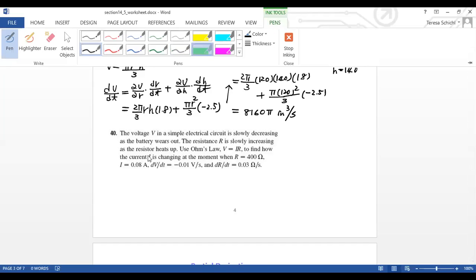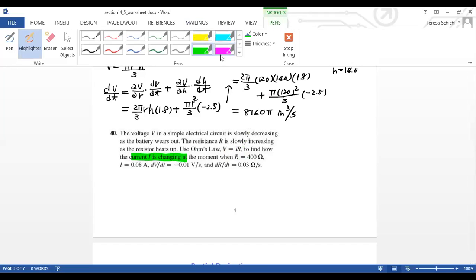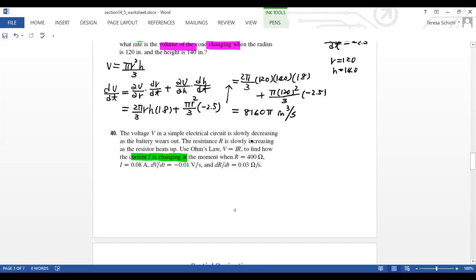Okay, so now I want to find how the current is changing. At the moment, R is equal to 400 ohms, I is equal to 0.08 amps, dV/dt is equal to negative 0.01 V per second, and dR/dt is 0.03 ohms per second. I'm looking for the current, so I need to rearrange Ohm's law. So I is equal to V over R, right?